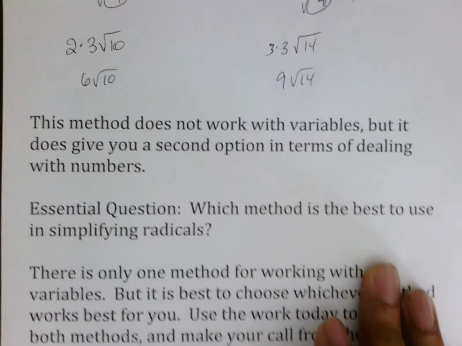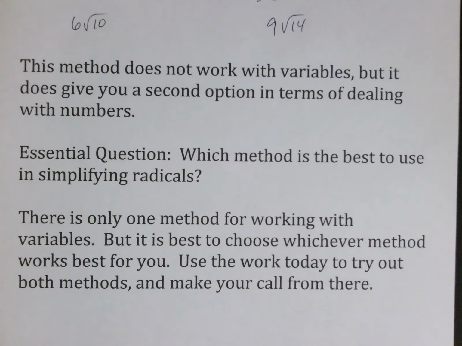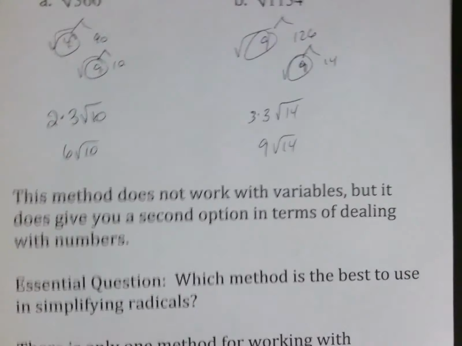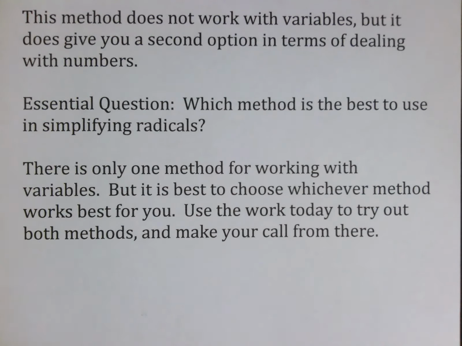The essential question pretty much asks, what is the best method to use in simplifying radicals? Really, again, there's only one method for working with variables, but it's best to choose whatever method works best for you. So if you like the prime factorization method, which I'd recommend, but it isn't clicking for you right now, and you can do it using the perfect squares, then go with it. Because remember, we're getting ready for a quiz this week. We're getting ready for a test in a few weeks. So whatever gets you to the end part is the best thing.